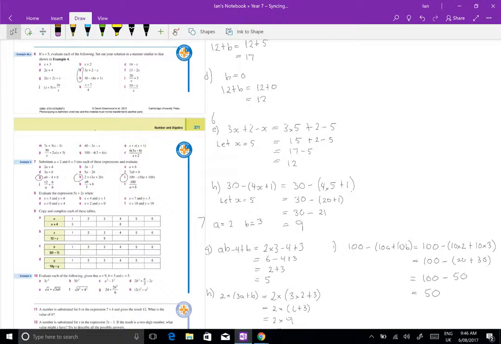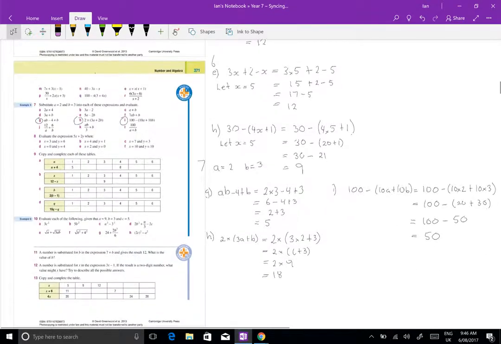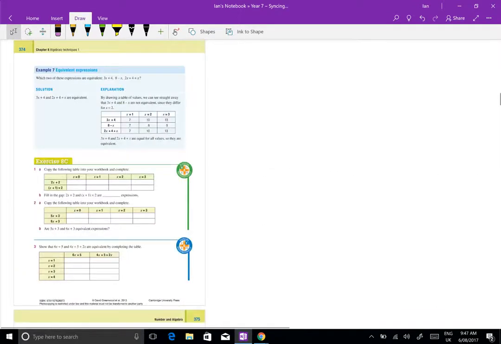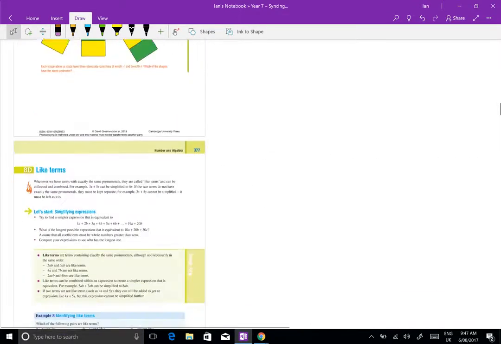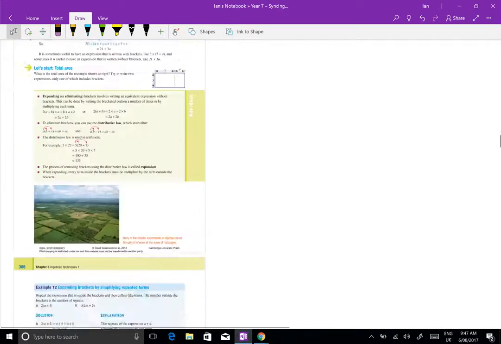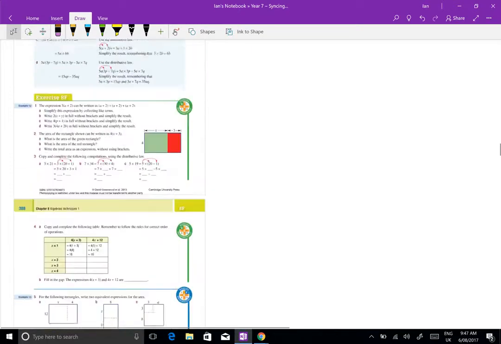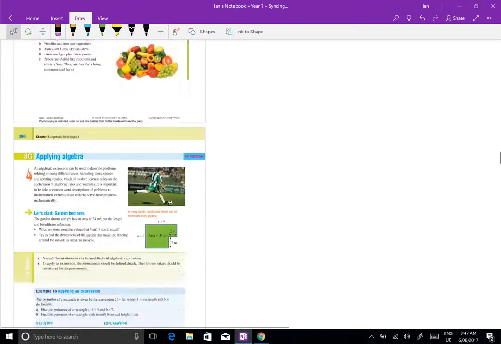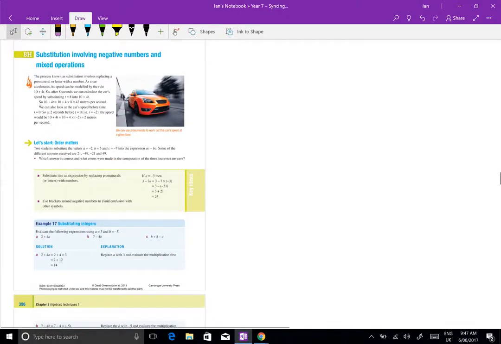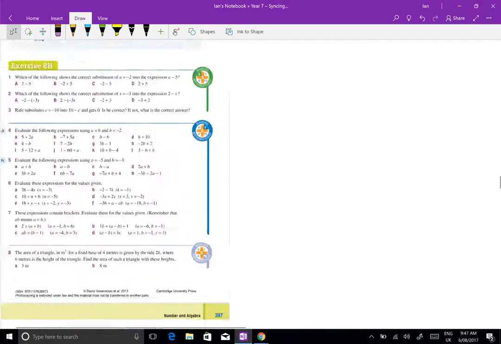What I'm going to do very quickly now is scroll down and do some of the ones from 8H, because we need to be able to substitute negative values into these as well. So there's not much difference. Remember, you have a negative button, a bar on your calculator, so you can do this on your calculator. E, F, G, H. Let's have a look at how we do some of these.